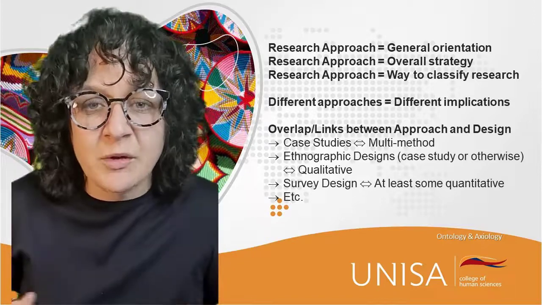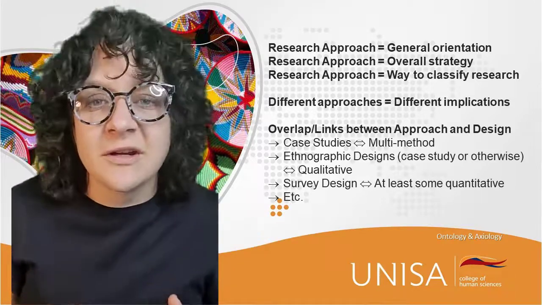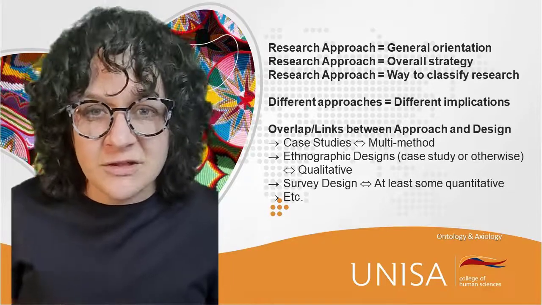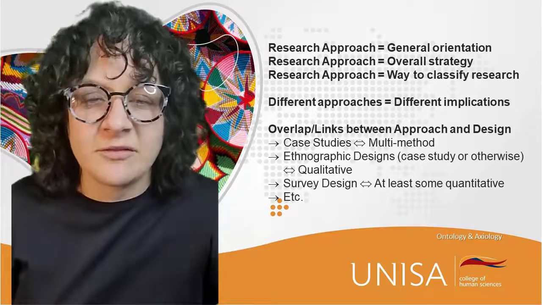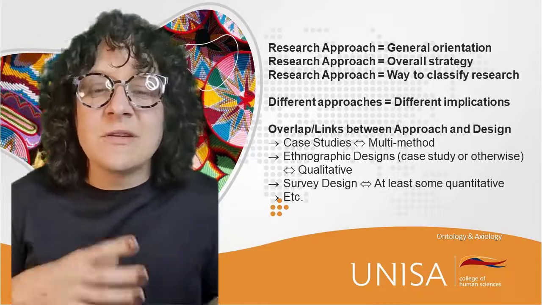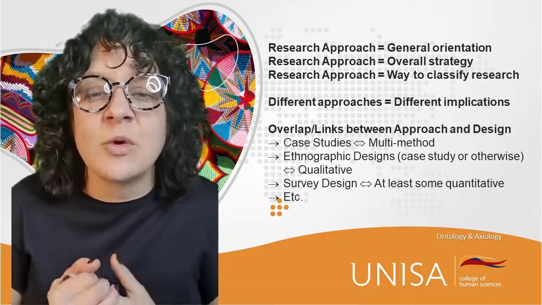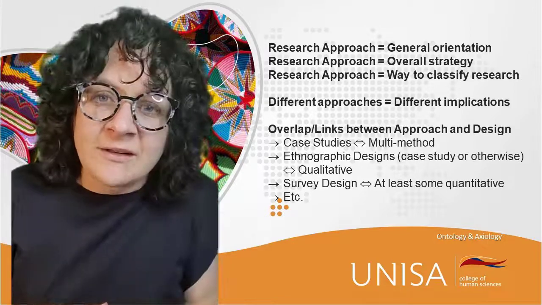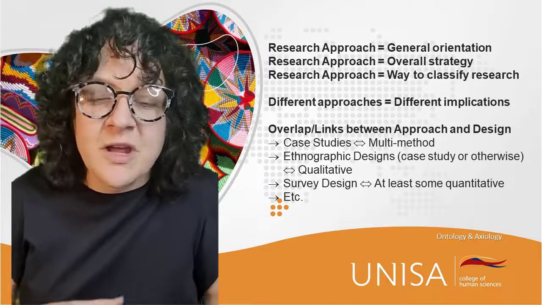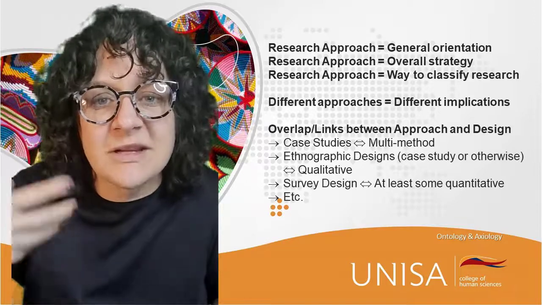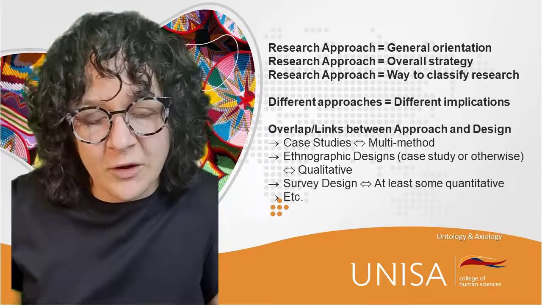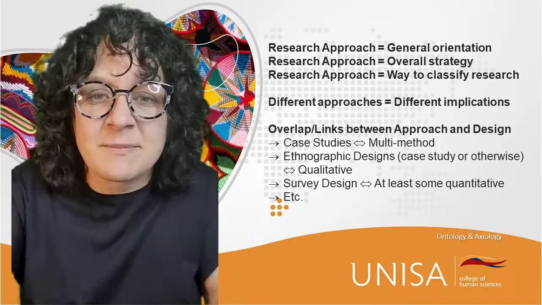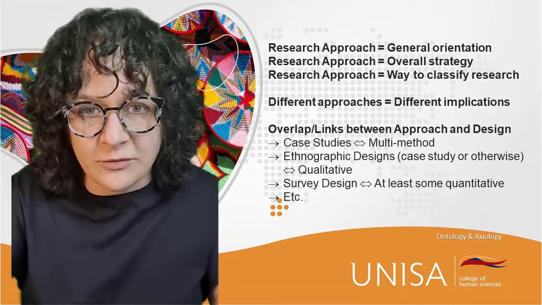When I say research approach, I mean the general orientation of a research project or the overall strategy of a research project, as in qualitative, quantitative, multi-method, so on. Using research approaches is one of the ways in which we classify research projects. For instance, if we have a qualitative approach, it implies that there will be certain processes and methods that follow. And if we say something is quantitative, it's implied that there's some other types of processes and methods to follow.